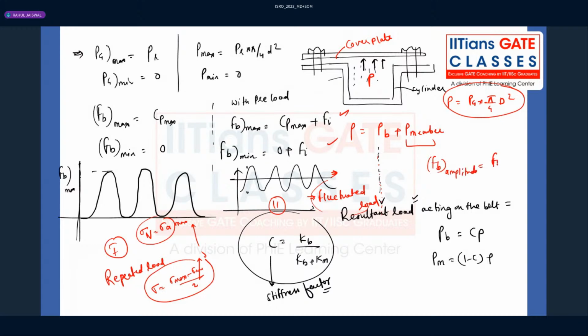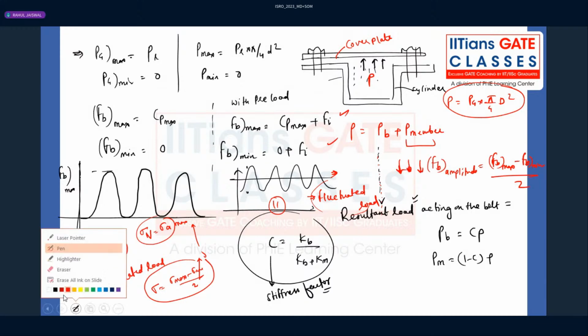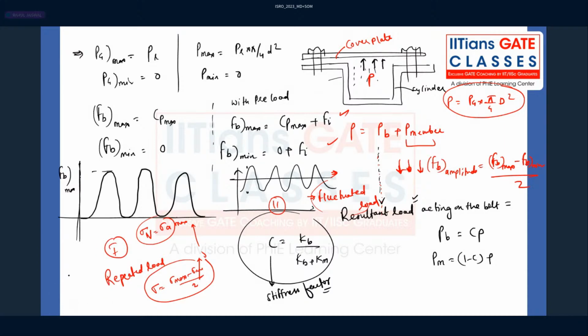that is FB maximum minus FB minimum by 2. This is what gets lesser and lesser. The maximum amplitude of the net load acting on the bolt material is reduced from repeated load to fluctuating load. That's why we design the bolt material based on the static load.